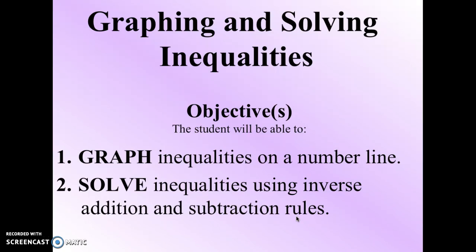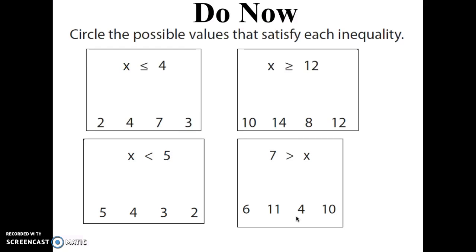Today we're going to be graphing and solving linear inequalities. Today our objectives are to graph inequalities on a number line, as well as solving inequalities using the inverse addition and subtraction rules that are very similar to the inverse rules from solving linear equations. So let's start out here. I want you to circle all the possible values that satisfy each inequality.